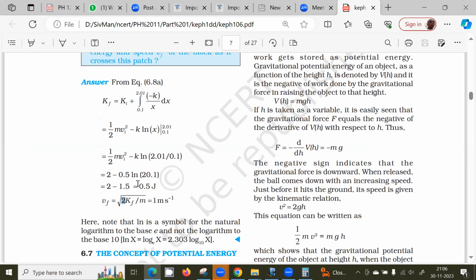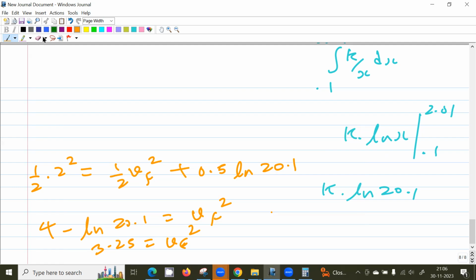I don't know what. 0.5 into something else. This should be 3, right? Only then I get 3 into 0.5 as 1.5. Okay. So that means, yeah, ln 20 is 3 because 3 into 0.5 is 1.5. So if you put ln 20 as 3, I'll get my answer here. So VF is 1. After that, I can find the kinetic energy.